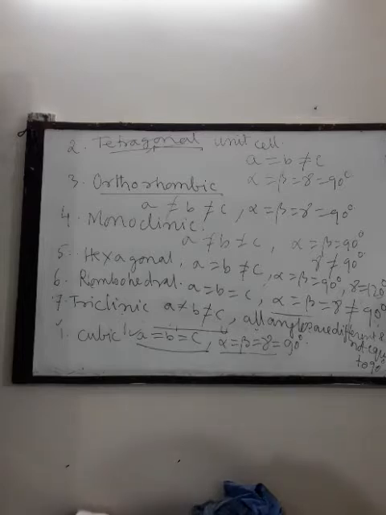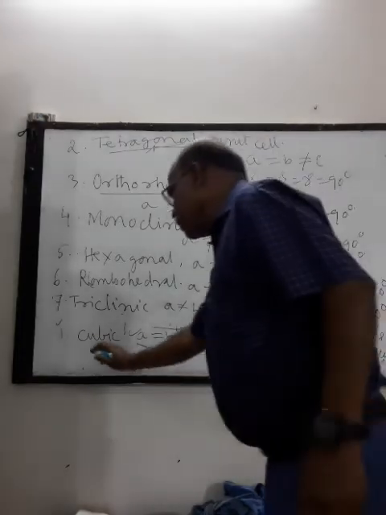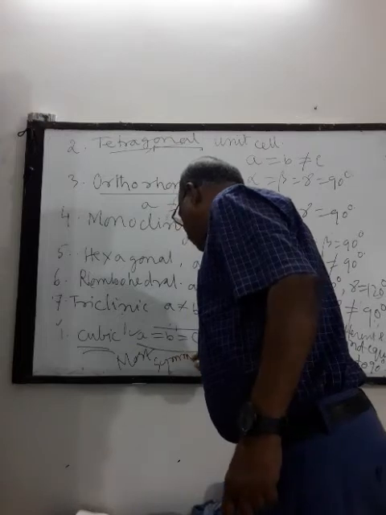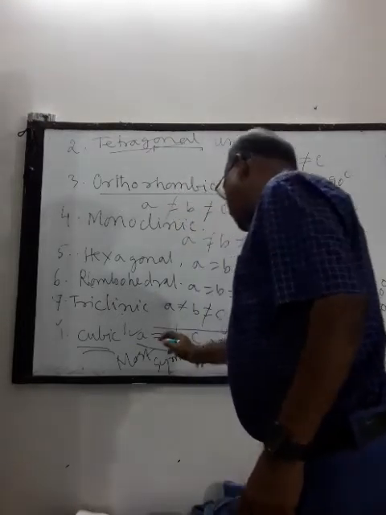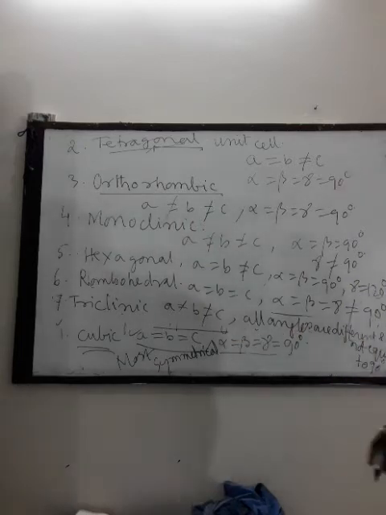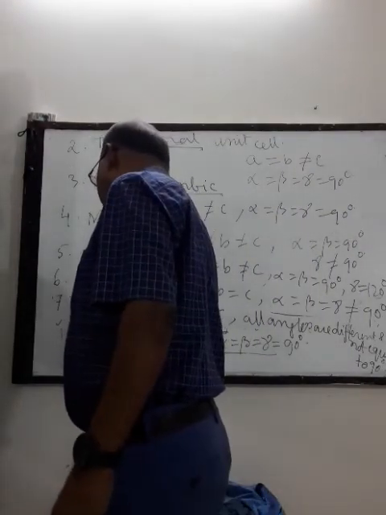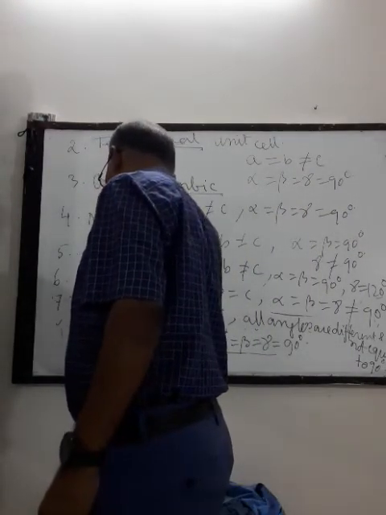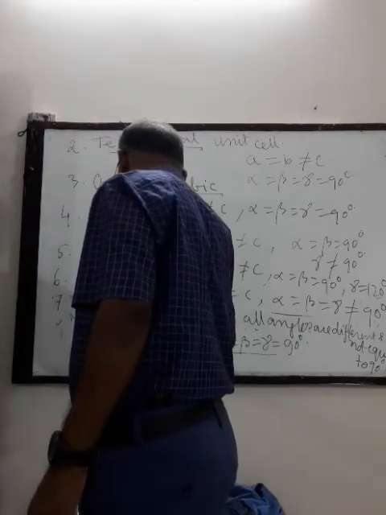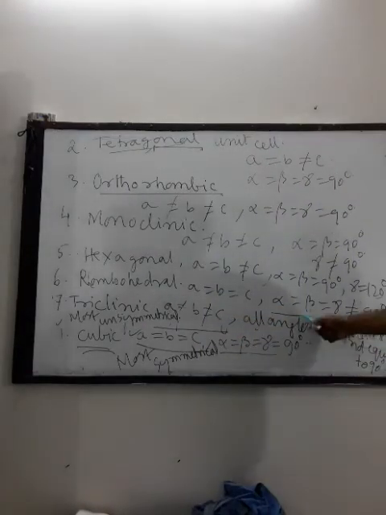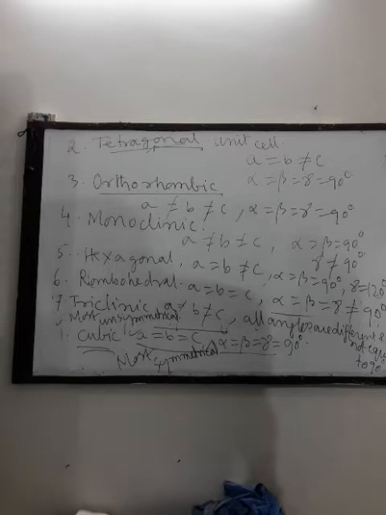to 90 degree. Now out of these 7 crystal systems, cubic one is most symmetrical, because all sides are the same and all angles are the same and equal to 90 degree. And triclinic is most unsymmetrical. This is because all sides are different and all angles are also different and not equal to 90 degree.